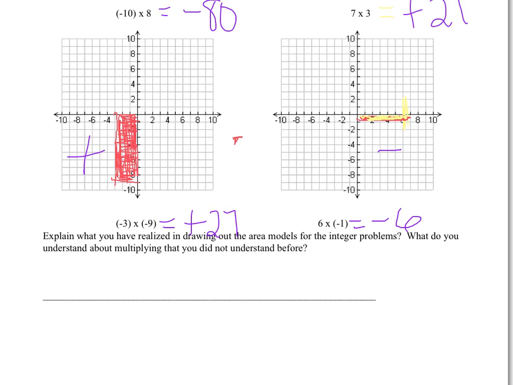So at the bottom here, I want you to explain what you've realized in drawing out the area models for the integer problems. And what do you understand about multiplying that you did not understand before? It could be anything simple. All right, please answer that question, and then you're going to practice.